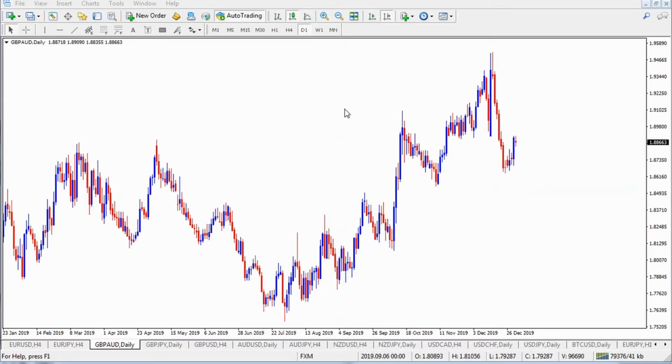Now, I'm going to break this down and I'm going to show you exactly what it is that I'm seeing that gives me an idea as to what I'd like to trade, what direction I'd like to see the market go. Now, the first thing that I want to point out is the length of these market moves.